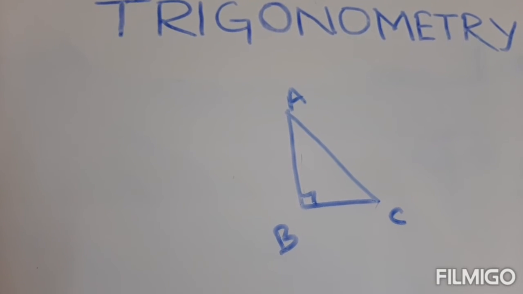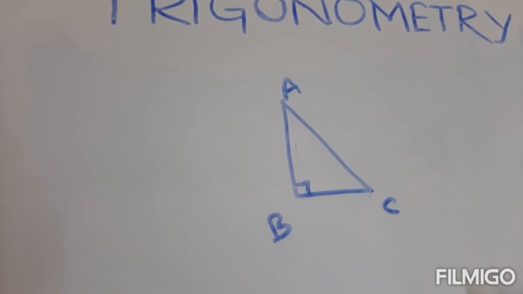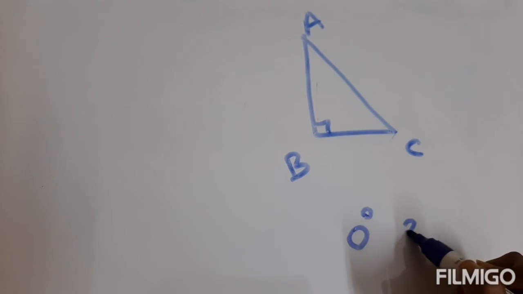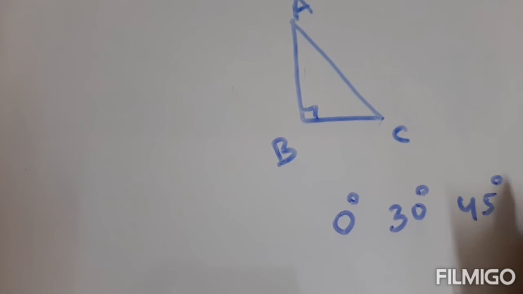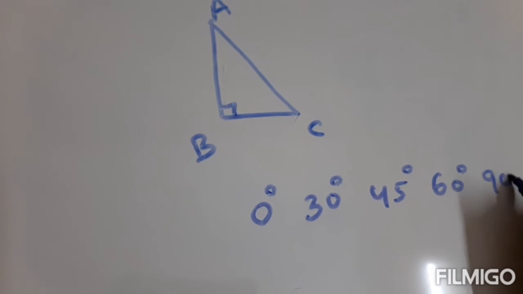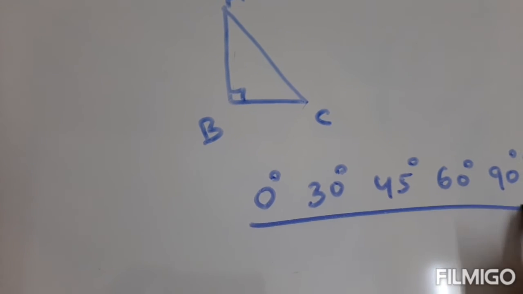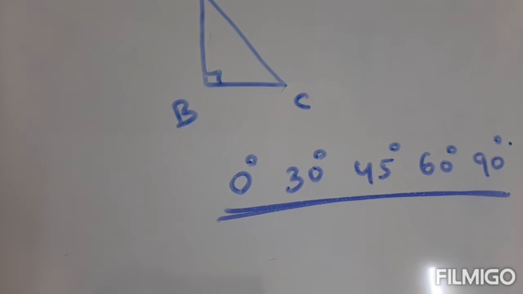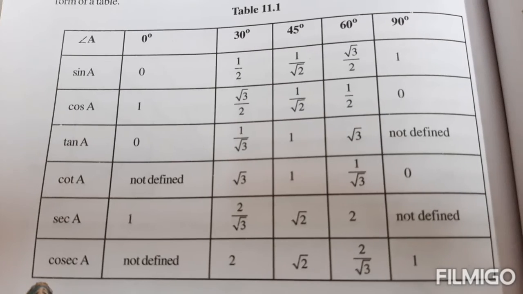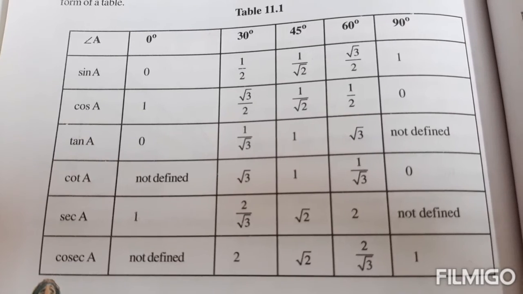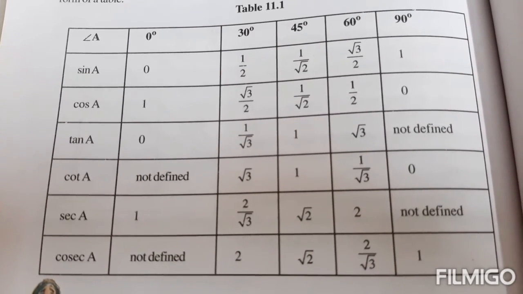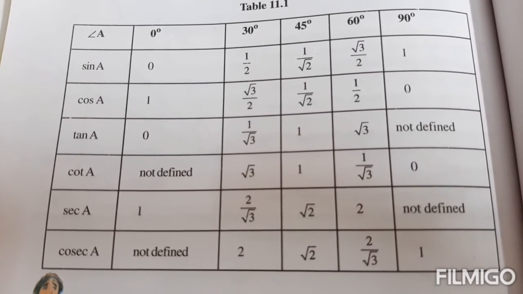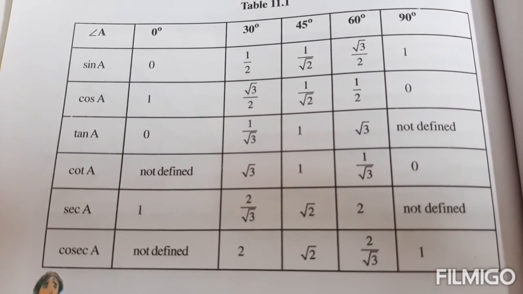Friends, we have to know some of the values of the trigonometric formulas at certain degrees: 0 degree, 30 degree, 45, 60 and 90. We have to know all these values for sin theta, cos theta, tan theta, cosecant, secant and cot theta. You have to learn this table. Sin 0 degree is 0, sin 30 is 1 by 2, sin 45 is 1 by root 2, sin 60 is root 3 by 2 and sin 90 is 1.